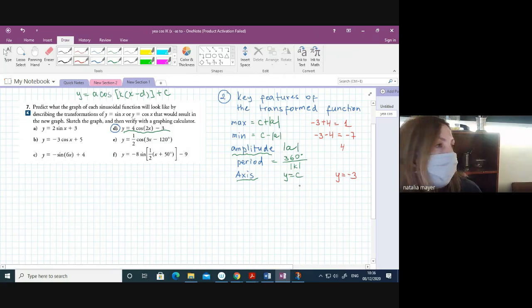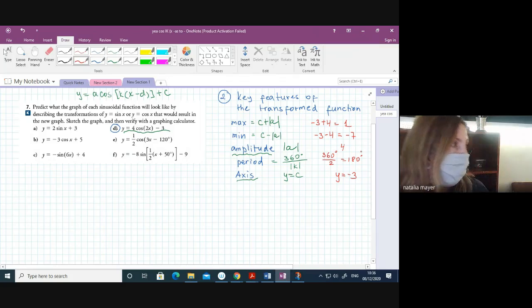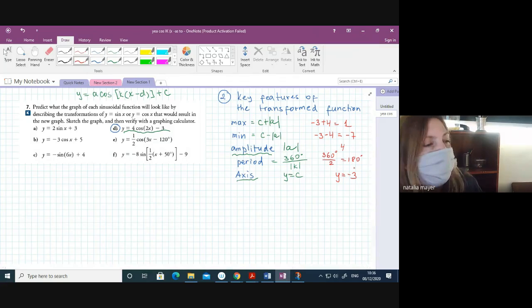Okay, and finally, Abdurrahman, what about the period of the function? It's going to be 360 over 2, which is 180 degrees. And to follow up on your question, Farah, if you look at the period, what has happened to the period? Has it got compressed or stretched?